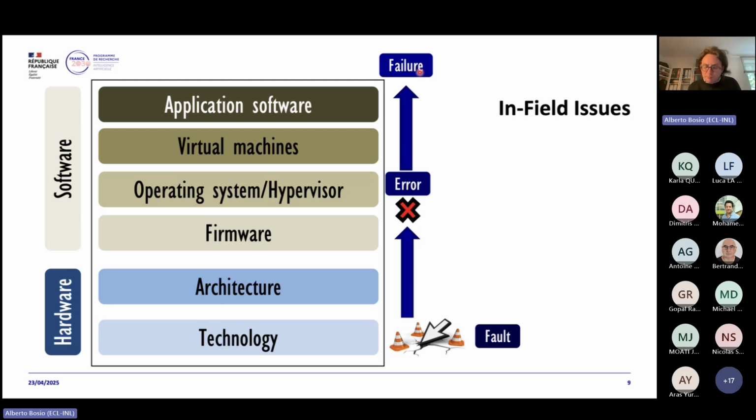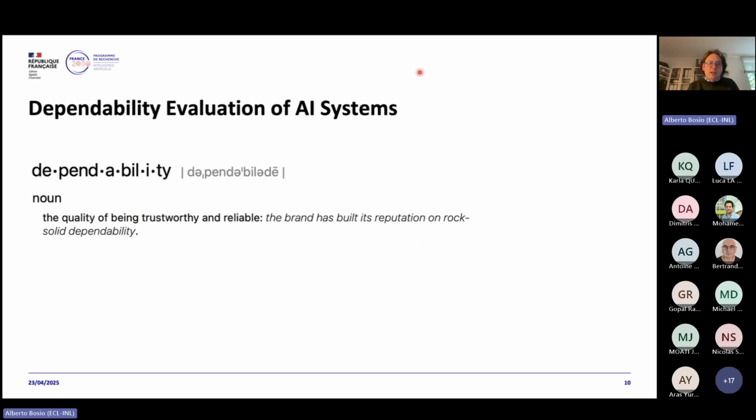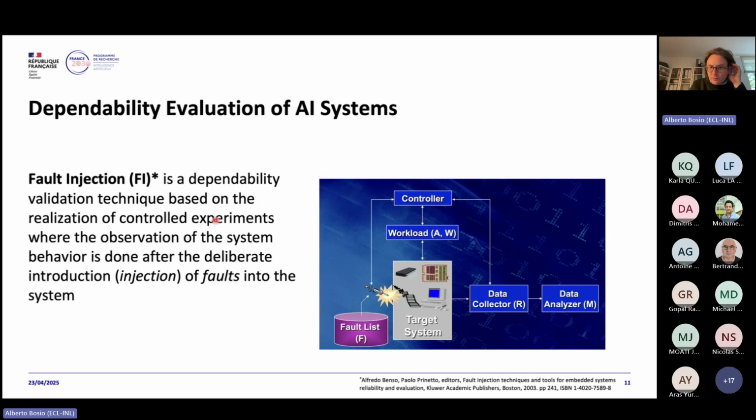Now, this process of understanding what happened in your computing system when a fault impacted the technology is called dependability evaluation. And for us, it is clearly related to the evaluation of AI systems. Dependability is basically the quality of a computing system to be trustworthy and reliable. So clearly it is what we need to satisfy our definition, right?